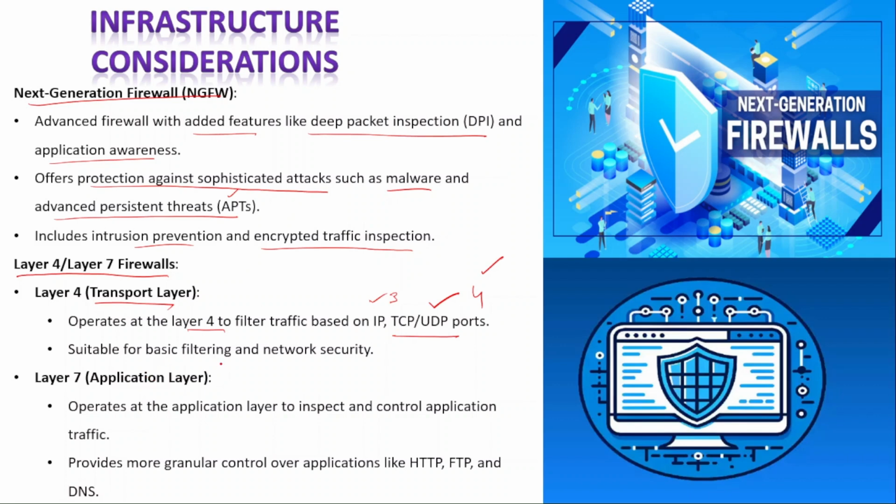A layer 7 firewall is more advanced because it operates at the application layer to inspect and control application traffic, and it provides more granular control over applications like HTTP, FTP, and DNS. So all these three are basically layer 7 protocols.